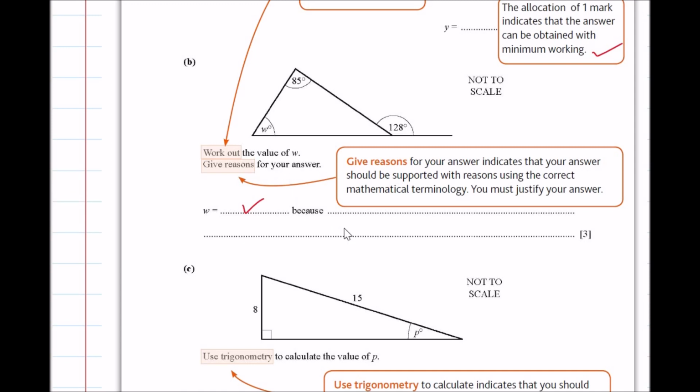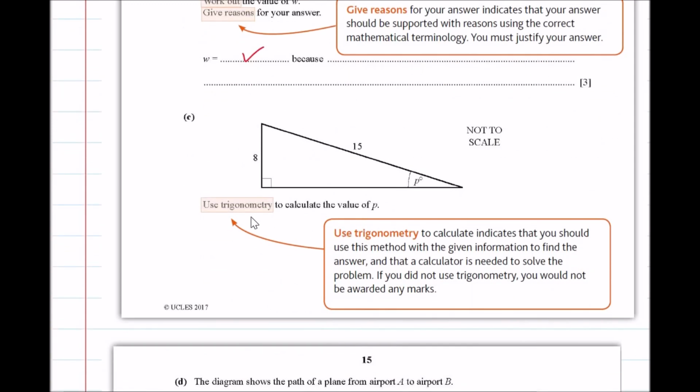So you will get 3 marks. Now, "use trigonometry" indicates that you have to use trigonometry to get the answer. So "use trigonometry to calculate" indicates that you should use the method with the given information to find the answer, and that a calculator is needed to solve the problem. If you did not use trigonometry, you would not be awarded any mark. Keep in mind, if the question mentions a method, you are supposed to solve it using that particular method only to get the marks. Okay.